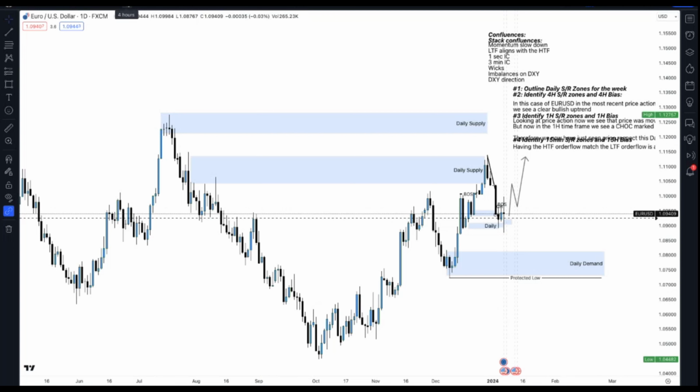And what I do is mark them out, and then I won't take buys if I'm in a supply zone. Never take buys in a supply zone, never take sells in a demand zone. That's just a rule of thumb, because it's very low probability.